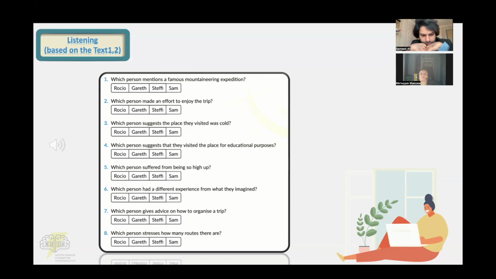B. Gareth Williams, aged 15, Mount Snowdon. I've climbed Mount Snowdon in Wales several times.